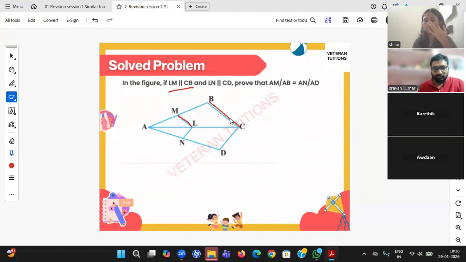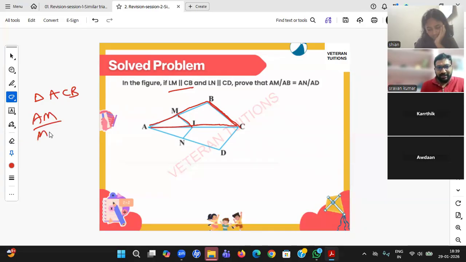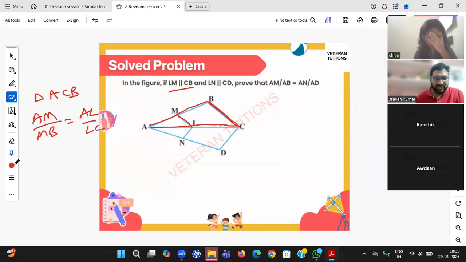Sir, ACB. Okay, very good, Narendra. So yes, he said absolutely right. If I consider this big triangle only, then only they both will look like BPT. So in ACB, these both are parallel. So in triangle ACB, AM by MB equal to AL by LC.